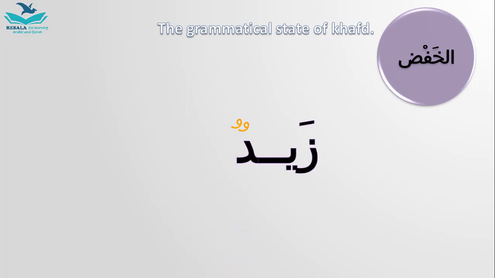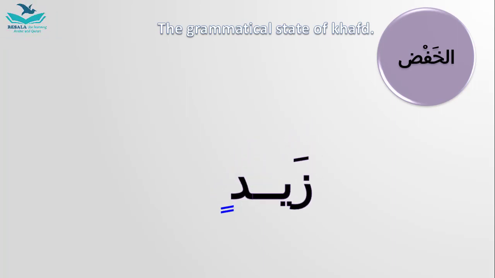Maybe you can find it with dhamma like Zaidun. Maybe you can find it with fatha like Zaydan. Maybe you can find it with kasra like Zaydin. Okay? By the way, this discussion comes in a later segment. But for now, just know that the grammatical state means that Arabic words can change their ending for various reasons.